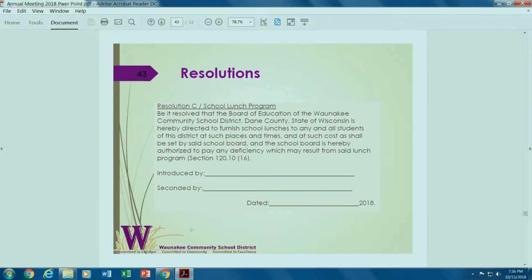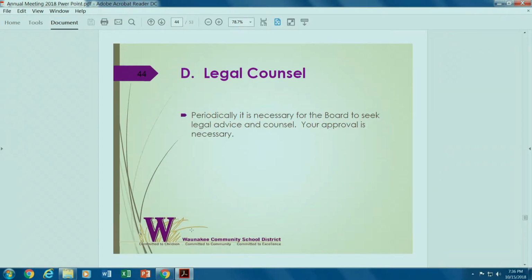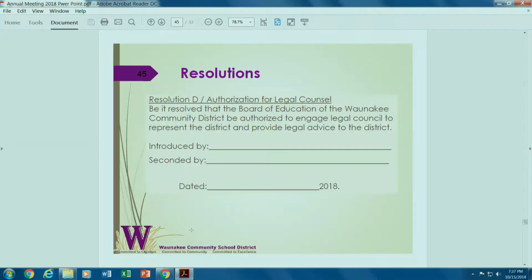Resolution D, legal counsel. So periodically, it's necessary for the board to have legal counsel and advice, and we need approval for that. So resolution D is authorization for legal counsel. Is there a motion? Kurt Ely, I would make a motion to approve resolution D as it is written. Is there a second? Exactly like last year, perfect. Okay, any discussion? All those in favor say aye. Aye. All those opposed say no.